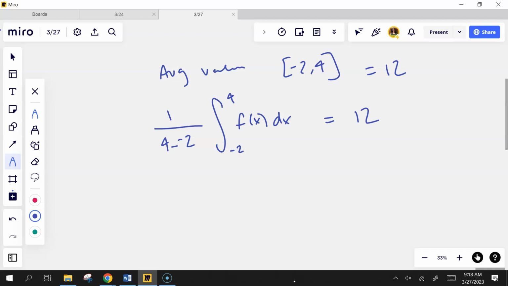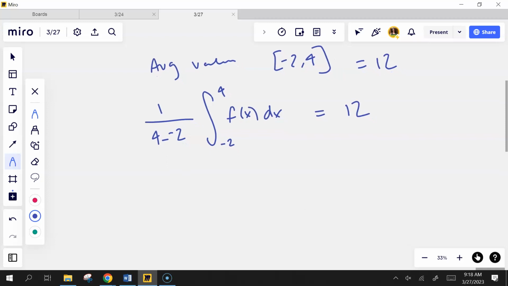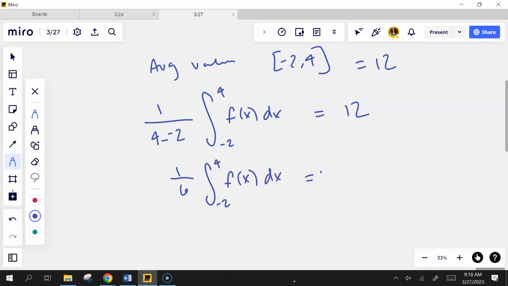I'm not looking at that right now. I'm just looking at the first part before the comma, because they're saying, if that, then what is this? So let me look at the if part first. If that's true, then 1 over 4 minus -2 is 6, so 1/6 times the integral from -2 to 4 of f of x dx equals 12.